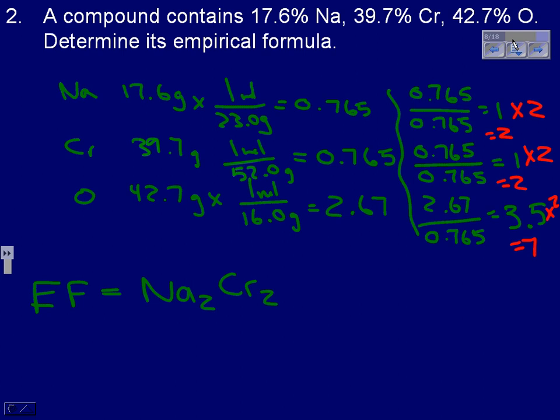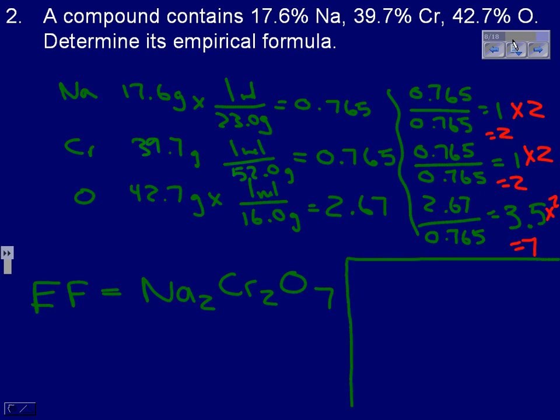Cr2O7. All right, so if I've got an odd number in the empirical formula, then I'm going to end up with a 3.5 or a 2.5. It could be any 0.5. Let's go through some other situations that this can exist with.